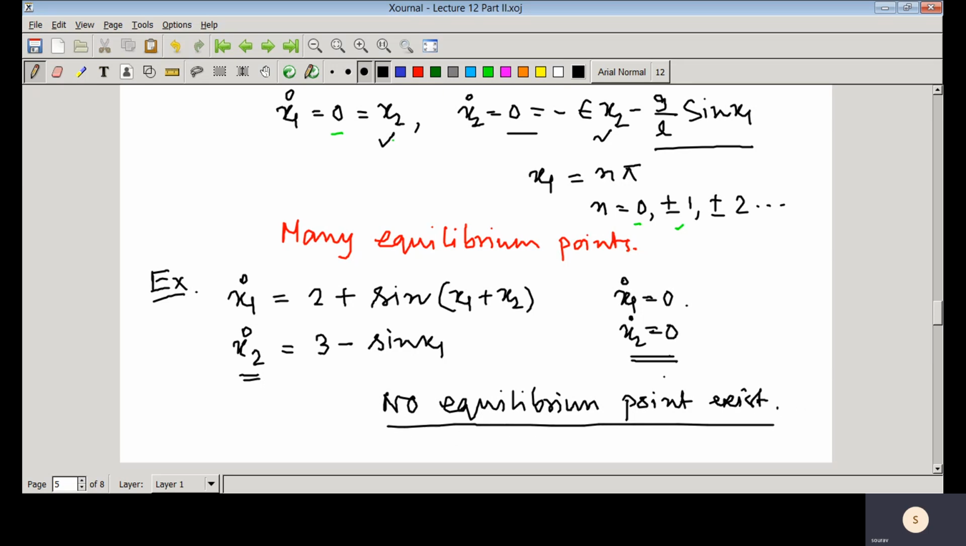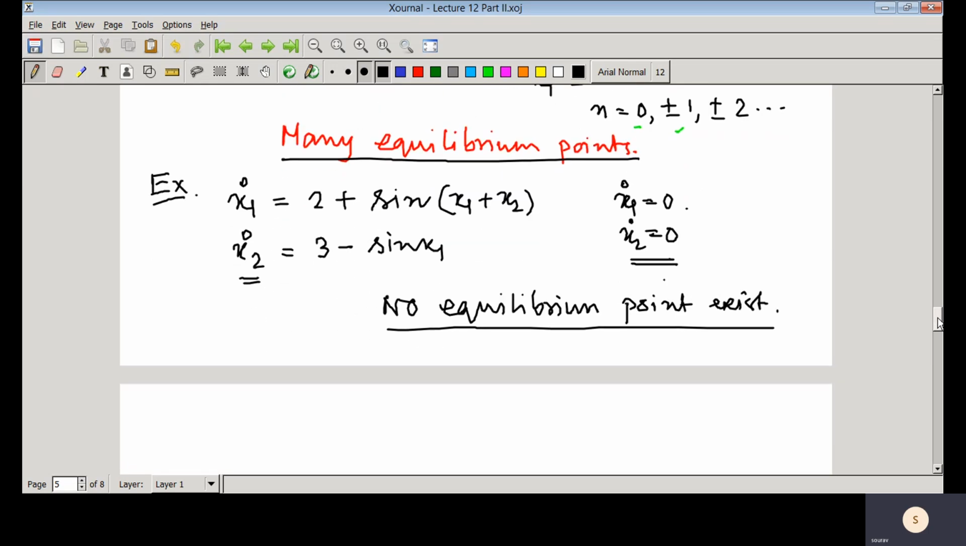So this is very important. In the first case, what we have seen is that whenever a nonlinear system is given, many equilibrium points you may have, but here this is a case where there is no equilibrium point. That means whenever a nonlinear system is given to you, it may have an equilibrium point, or it may not. Let us see one more example to understand this concept of equilibrium point.